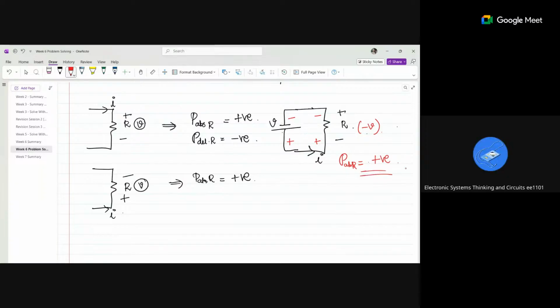Do you have any doubt here? Or is it confusing? No, ma'am. Ma'am, but in the same circuit, if you ask what is the power delivered by V, power delivered by V will be positive.